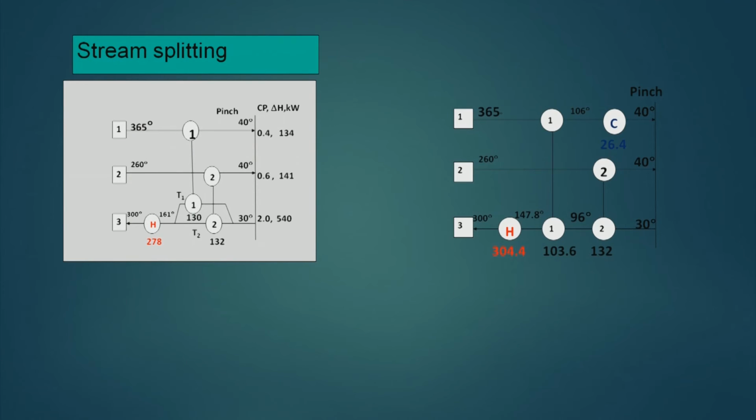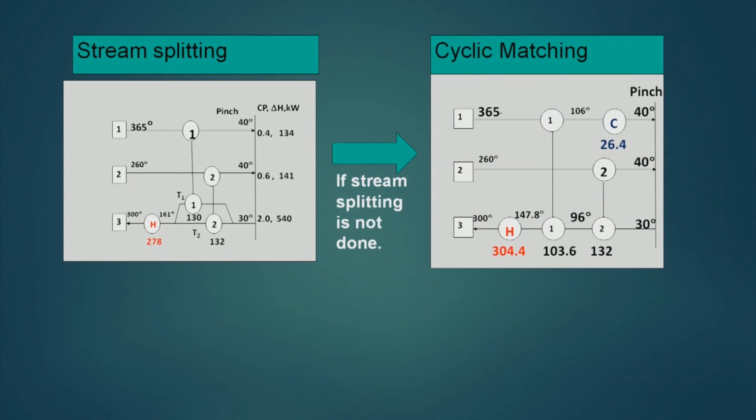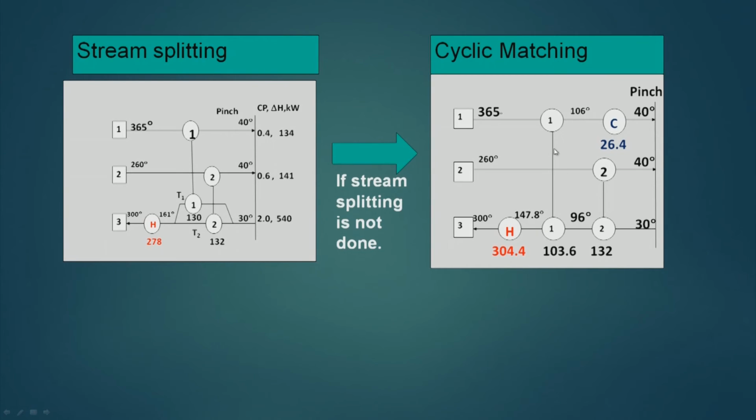Now, let us take an example. This is a case where we have solved the problem by stream splitting, and the hot utility requirement is 278 and there is no cold utility requirement. Now, suppose stream splitting is not allowed, then we can go for cyclic matching. Here we see that we have put two heat exchangers, it is a two-cycle matching, with heat exchanger number 1 and heat exchanger number 2 here, and there is a heater and there is a cooler.